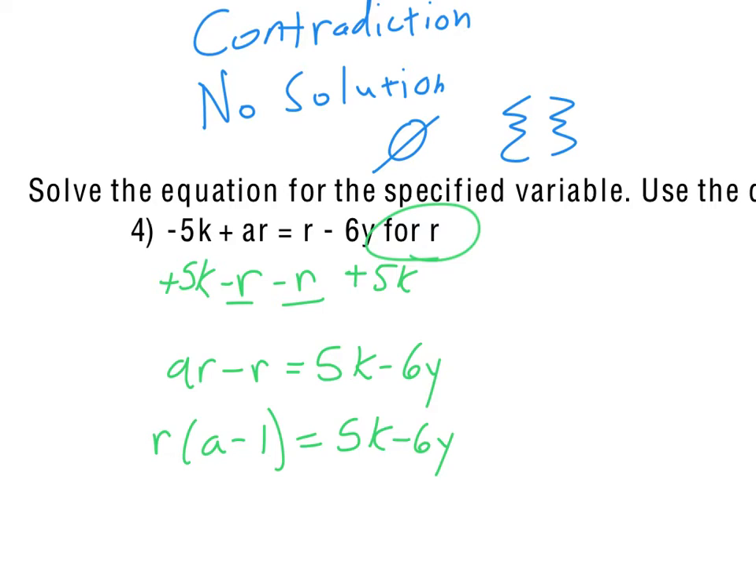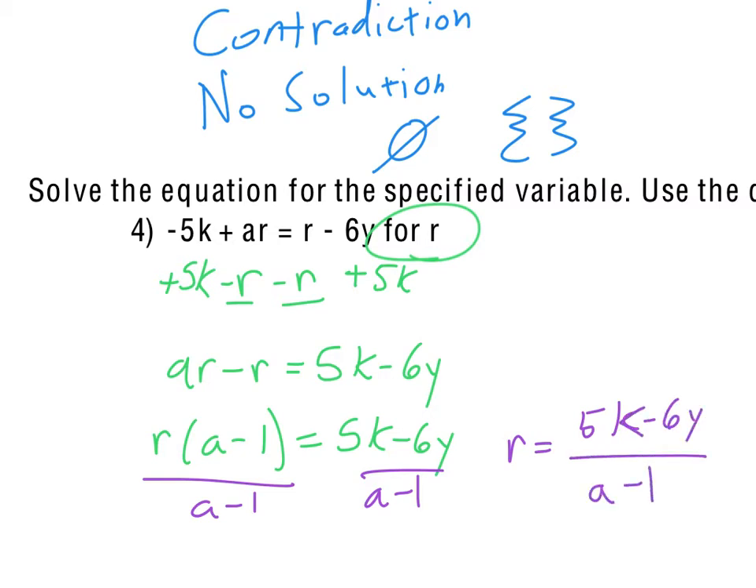And so then we get that. And now I'm just looking at, well, r is being multiplied by something. I'm going to do a quick color change. So I divide both sides by that something, and we end up with, well, r equals that 5k minus 6y, funny looking k, over a minus 1.